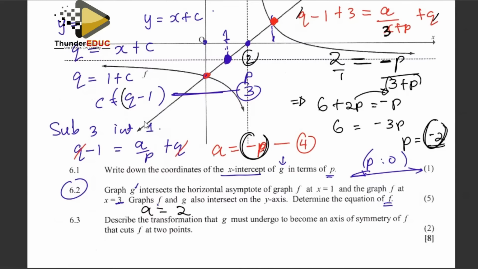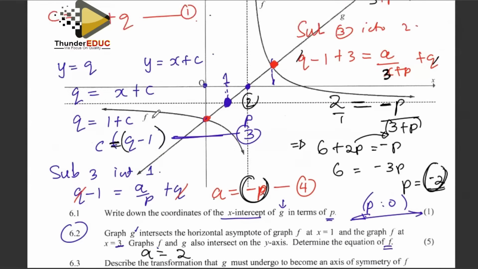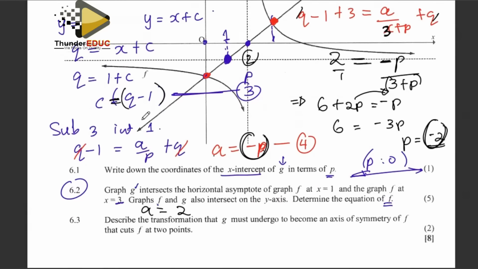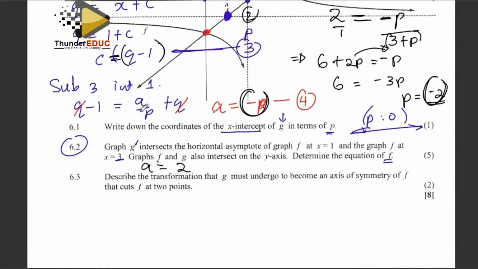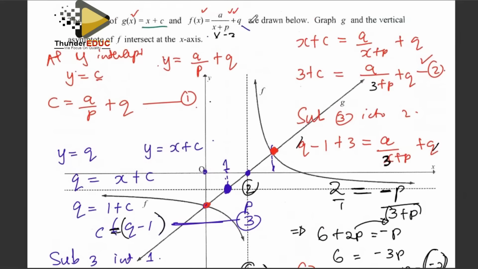We said c is q minus 1. Do we have q? We need to find q as a matter of urgency. Which equation are we going to use to find the q? Before we get the q, can we find the c? Which equation are we going to use to find the c value?